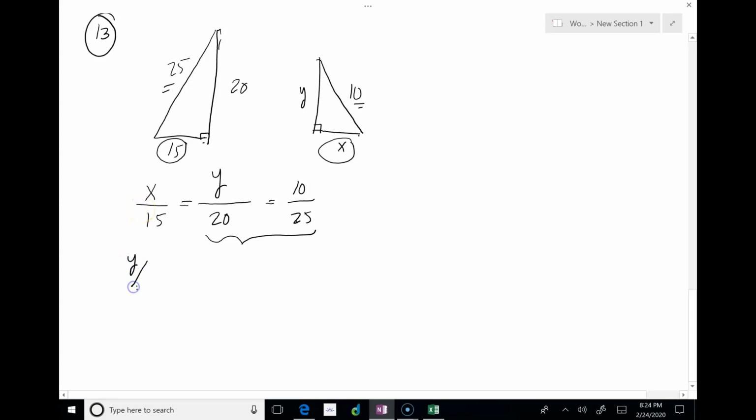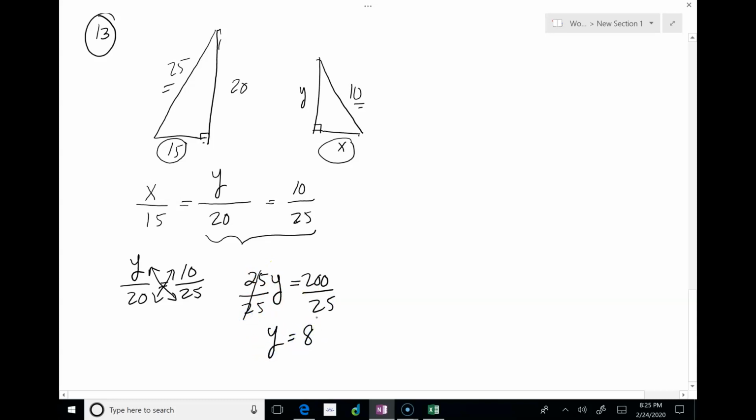So you would say y over 20 is equal to 10 over 25. So that's 25y equal to 200. Cross multiplication, you divide both sides by 25. Y is equal to 8. So now that you have y, you can replace it and then find x.